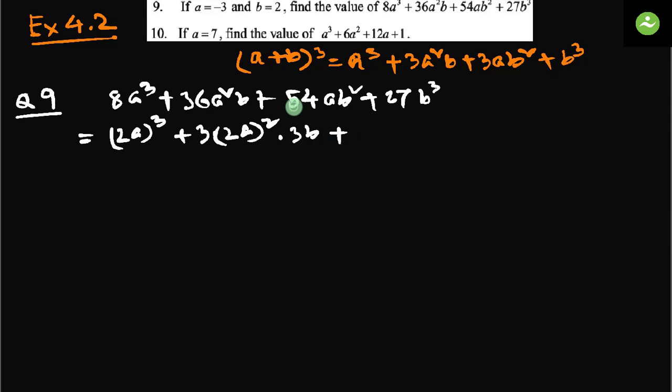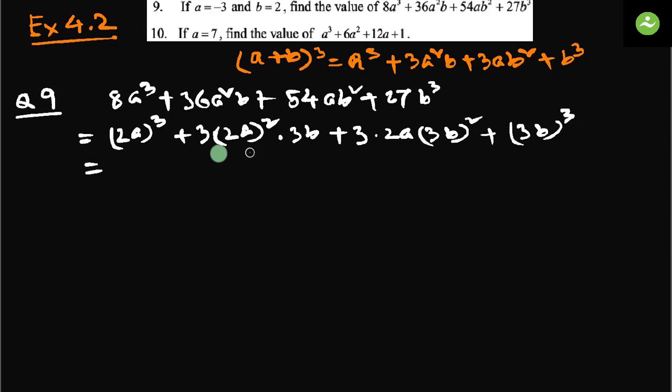plus, can we write it in the form 3ab square? 3a, a means 2a, b means 3b, ab square, plus, so is it equal to 54ab square? 3 into 2, 6, 6 into 9, 54, ab square, yes, it's equal, and 27b cube means (3b) whole cube.